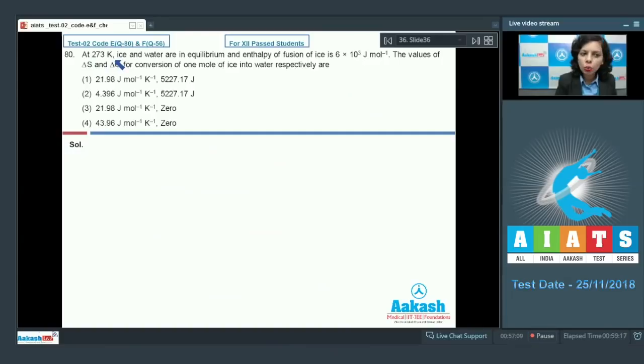Now question number 80. At 273 Kelvin, ice and water are in equilibrium and enthalpy of fusion of ice is 6 × 10^3 joule per mole. The values of delta S and delta G for conversion of 1 mole of ice into water respectively are. So if we talk about the delta S value, that delta S value is equal to n into delta H, enthalpy of fusion, divided by the temperature of fusion. Just recall what's the temperature of fusion, that is 273 Kelvin.